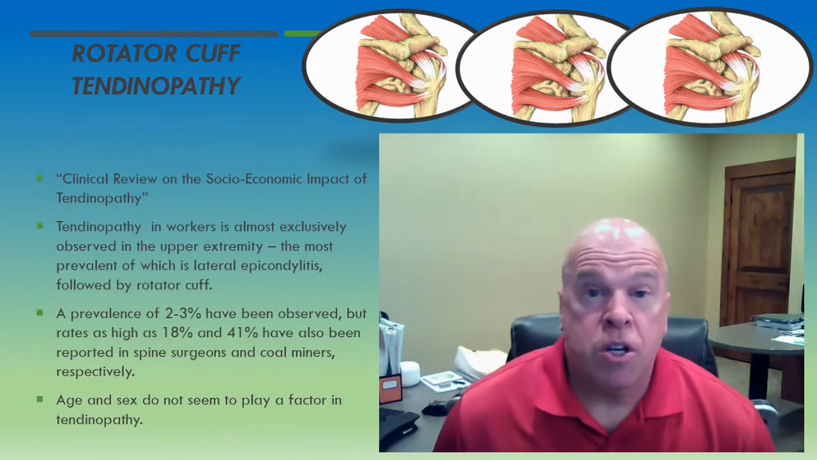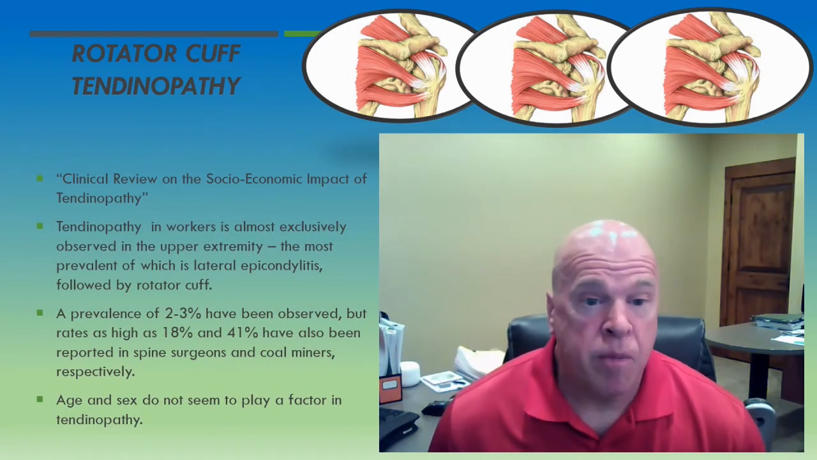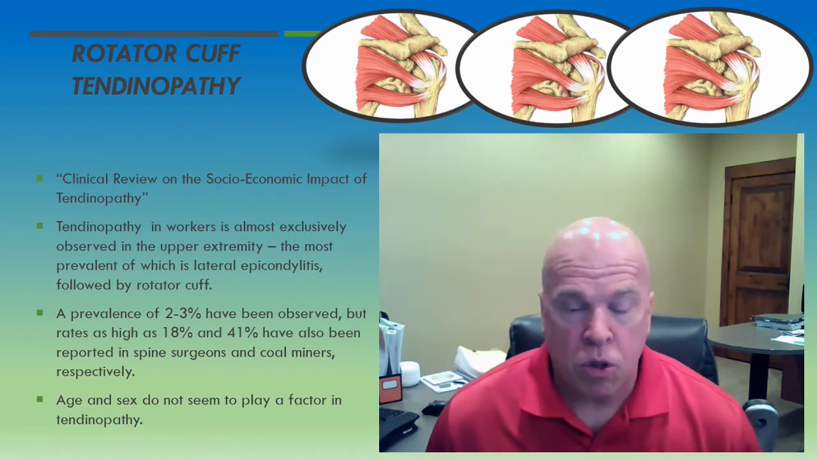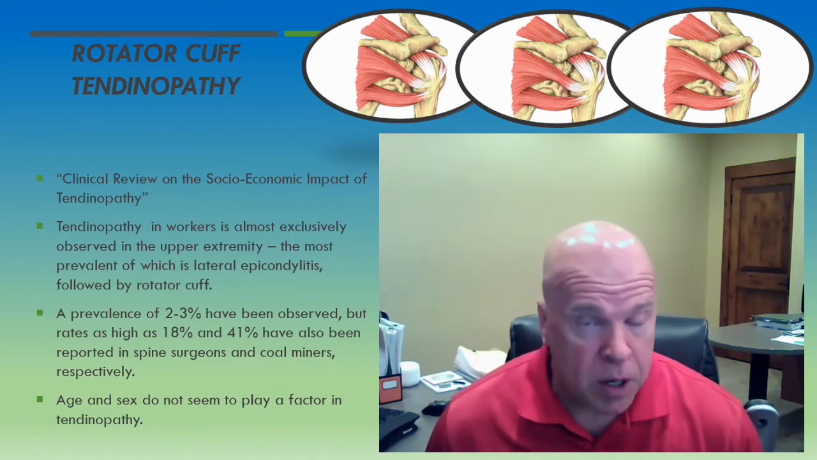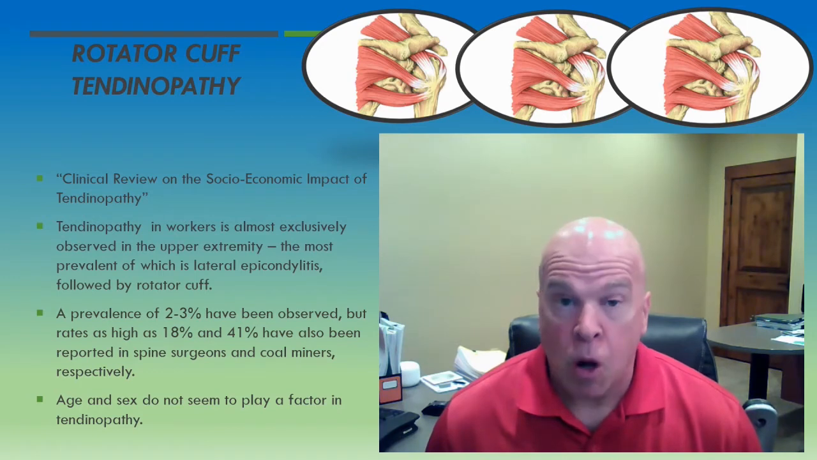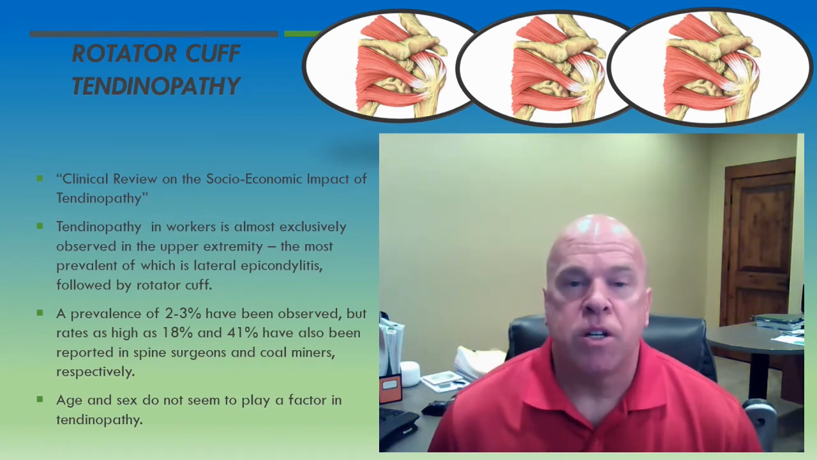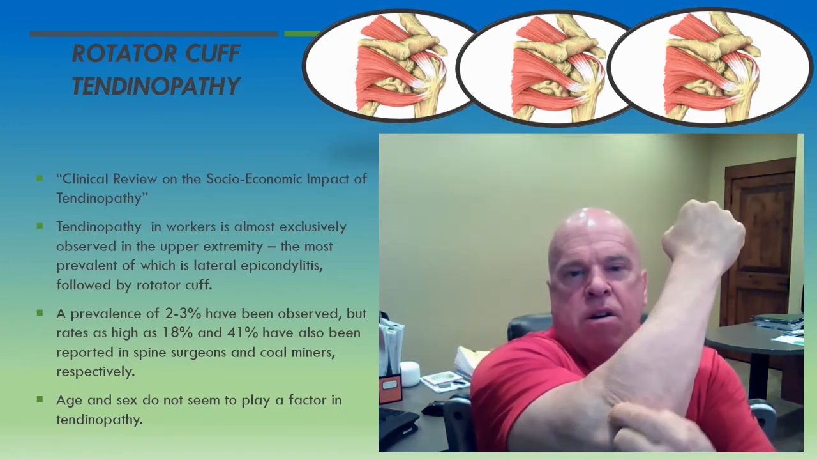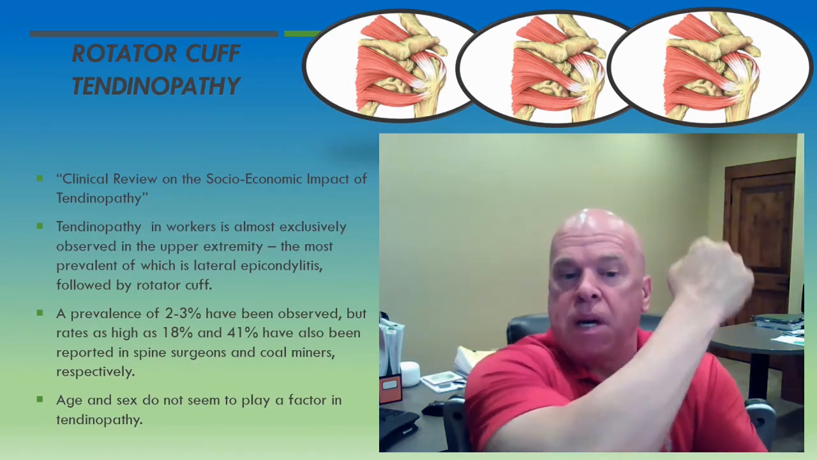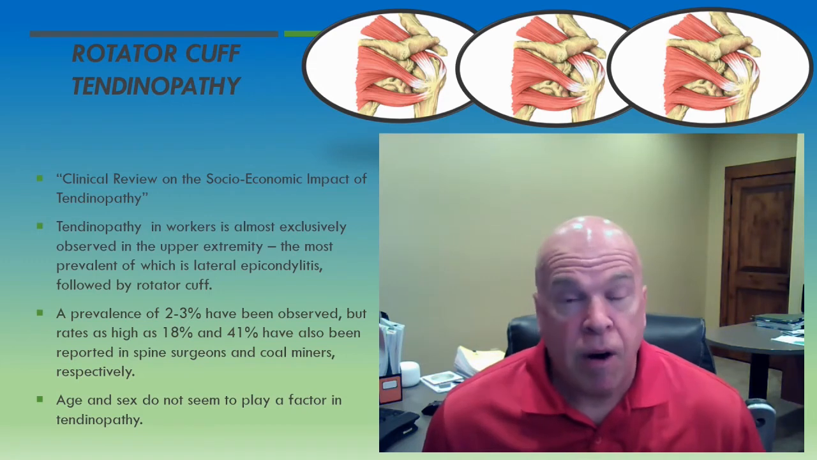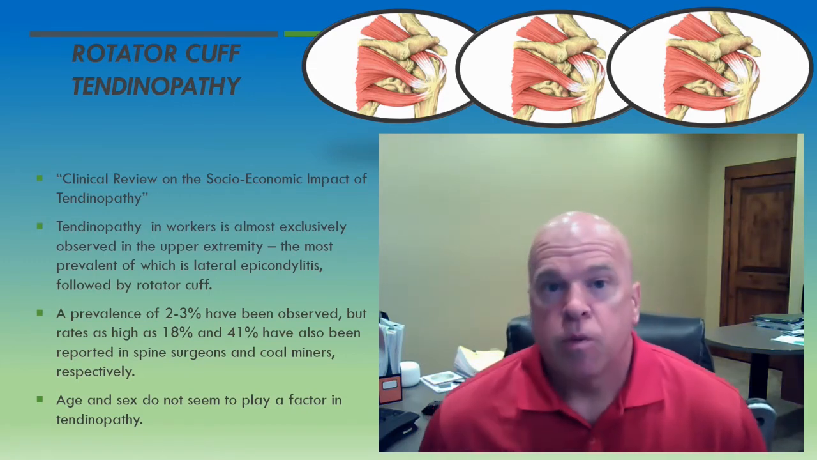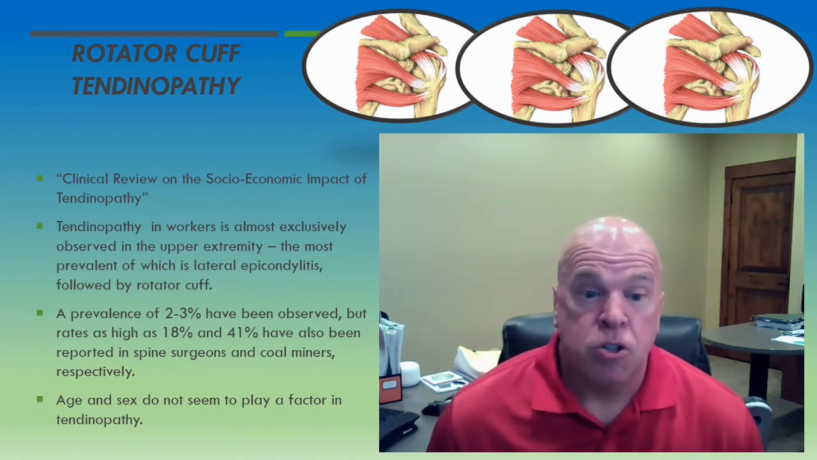Okay, so let's continue with some statistics from this study. They tell us that tendinopathy in workers is almost exclusively observed in the upper extremity compared to the lower extremity, the most prevalent of which is lateral epicondylitis, tendinopathy here at the elbow, at the lateral epicondyle, very closely followed by tendinopathy of the rotator cuff, which is the topic of today's discussion.